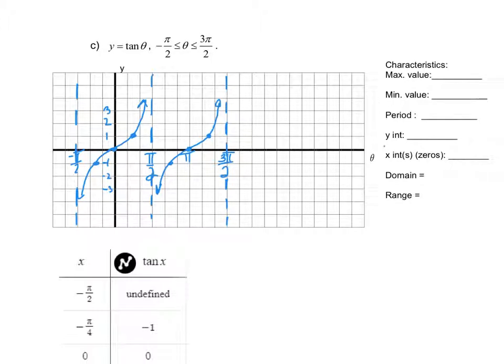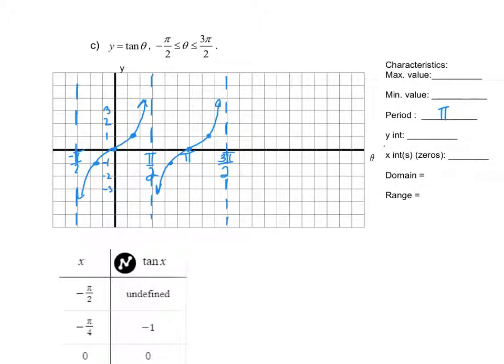So again, you'll see that we're approaching the asymptote here and here. It's going to go all the way up to positive infinity and down to negative infinity here, and it repeats twice on that interval of 2 pi. So really my period for this is going to be pi. So let's fill that in first.